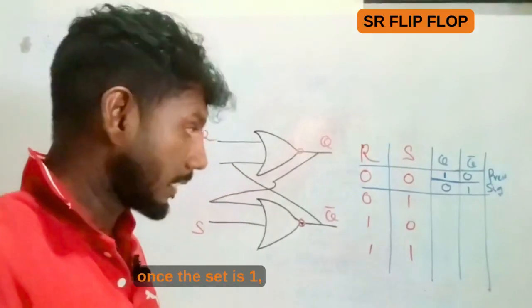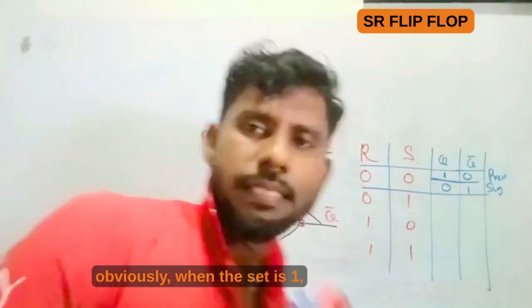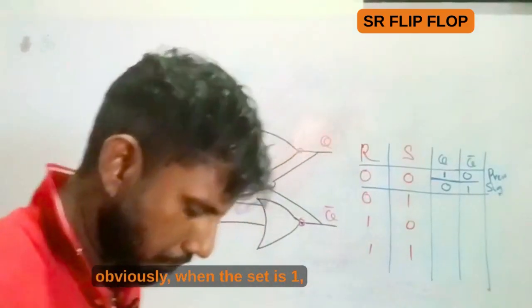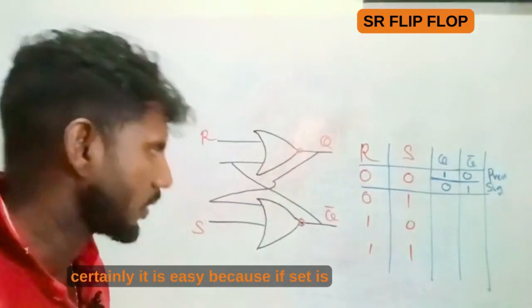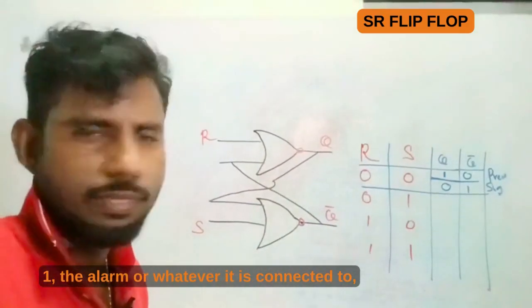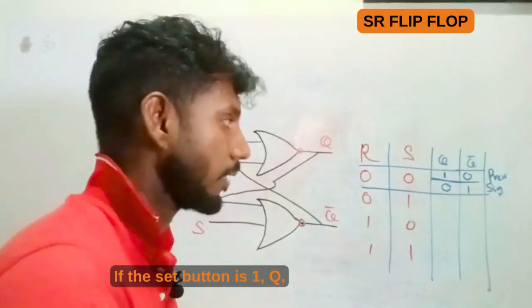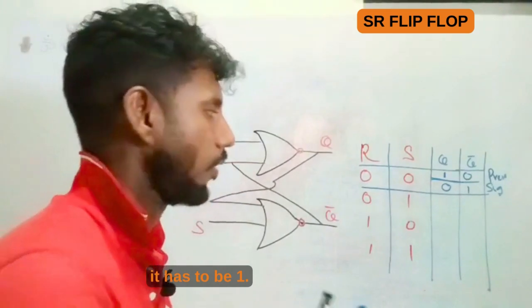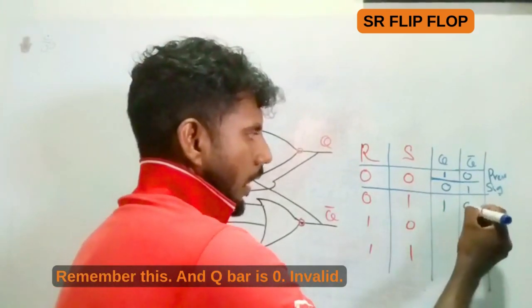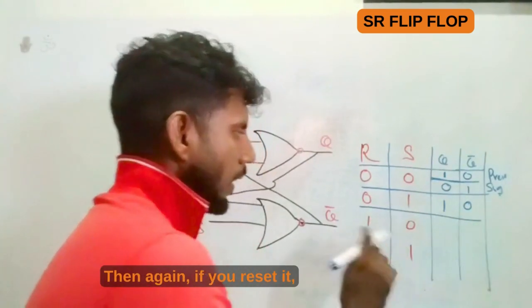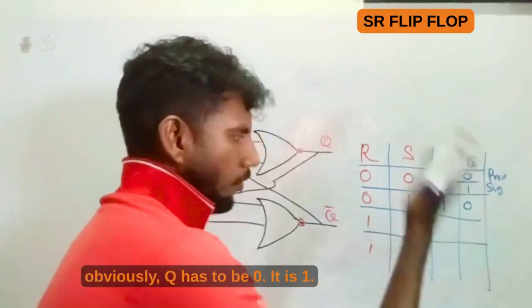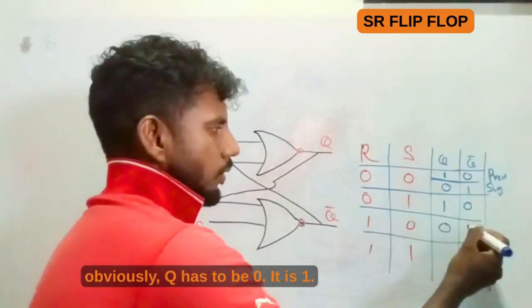And once the set is 1, obviously, student, it's easy, because if set is 1, the alarm or whatever it's connected to has to go on, right? If the set button is 1, Q has to be 1. Remember this. And Q bar is 0, the inverse. Then again, if you reset it, obviously Q has to be 0 and Q bar is 1.